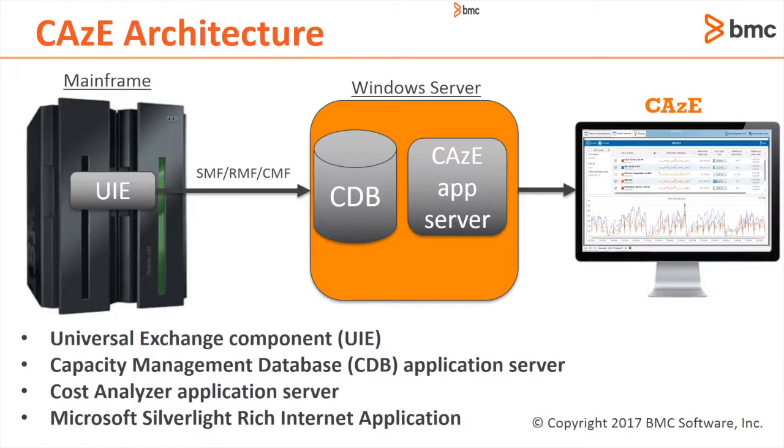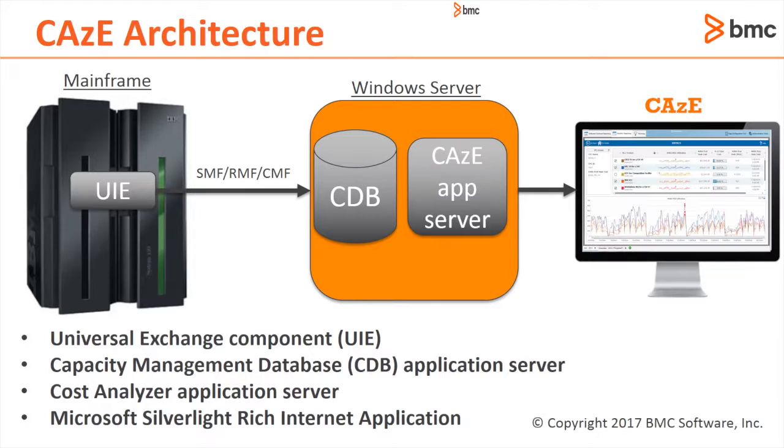Architecturally, Cost Analyzer consists of three pieces. The Universal Information Exchange component, also known as UE. UE executes on the mainframe to read and process SMF, RMF, and CMF records, plus subsystem data to populate the capacity management databases, or CDBs. The CDB application server manages the databases that are populated by the UE data for use as input into the CAzE cost model build process.